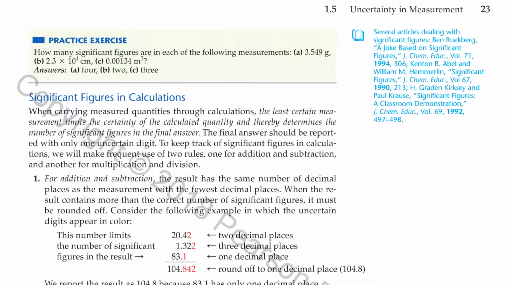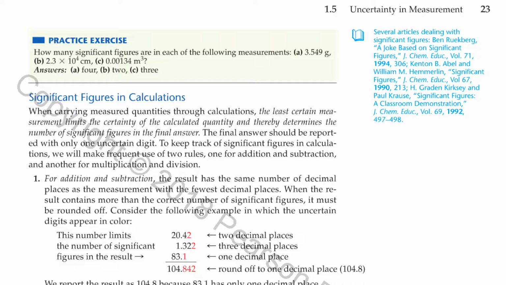Section 1.5, Topic 4, Significant Figures and Calculations. When carrying measured quantities through calculations, the least certain measurement limits the certainty of the calculated quantity and thereby determines the number of significant figures in the final answer. The final answer should be reported with only one uncertain digit.